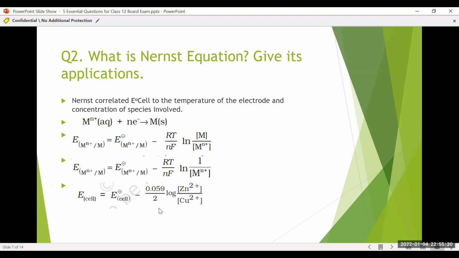How did we get 2 here? Because in this particular equation, the loss and gain of electrons is 2, therefore it is 2 log product upon reactant ion concentration. By substituting the values of R, T and F, all three constants, the number comes to 0.059. 2 is the electron exchange, if this equation has some multiple number.